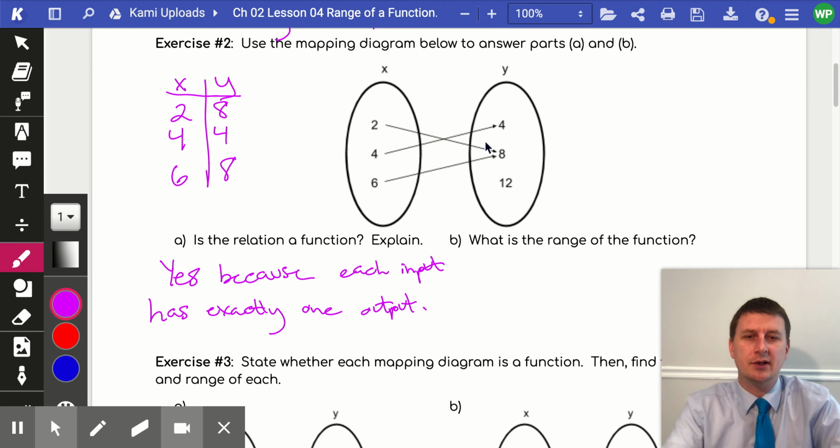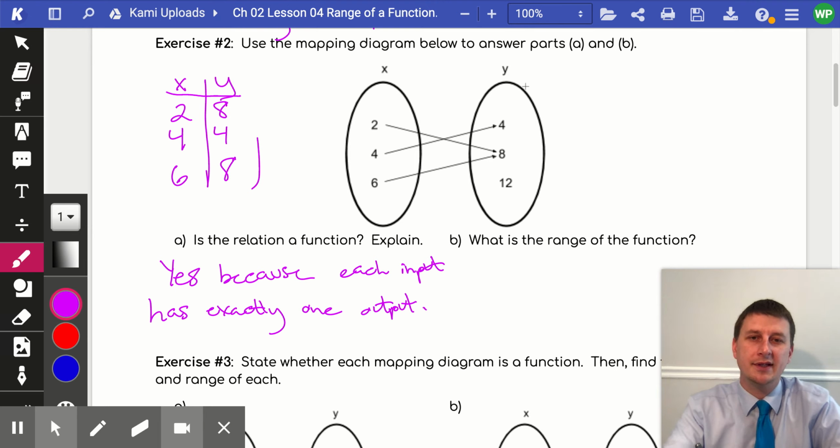Finally, in part B, it wants to know what the range of this function is. So if you're looking here, you might see 4, 8, and 12 as y values. But remember, part of this function, this 12 has to be paired with an input in order for it to be in the function. So if we look at this table over here, would you say that based on this table that your y values were 4, 8, and 12? And the answer is no. You'd just say 4 and 8.